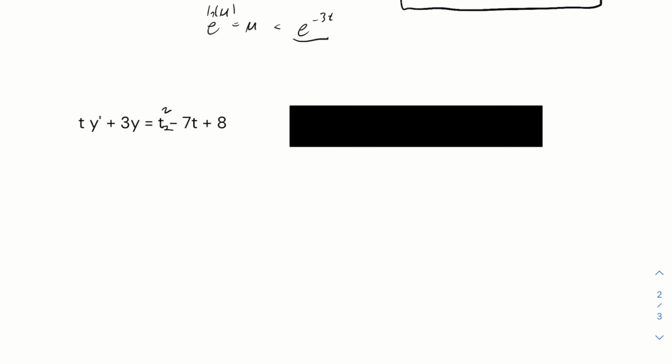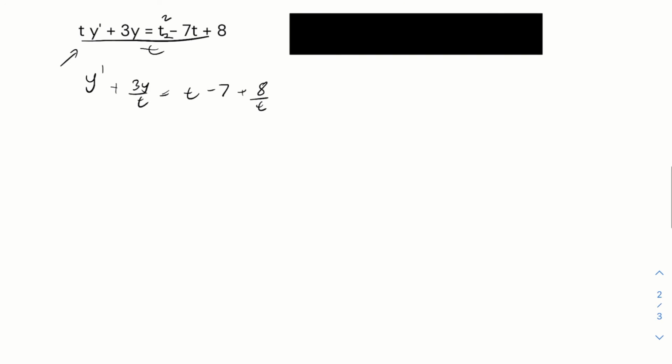So we got this big ugly problem right here. First off, we notice that there's a t right there, so we don't want that. We want this just to be y prime. So what we do is we divide the entire thing by t. So this is going to become y prime plus 3y over t equals t minus 7 plus 8 over t. Okay, and now it's just integrating factor time.